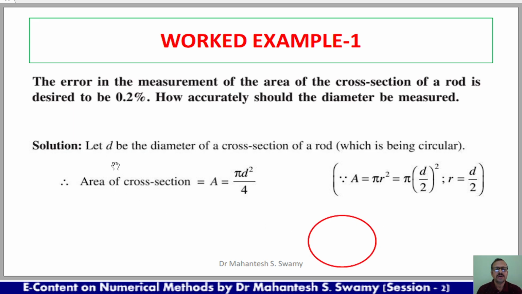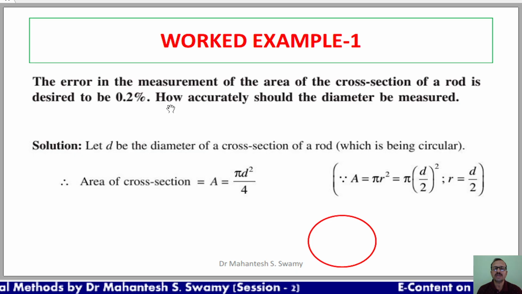Now, the error involved in the measurement of its total area is given to be 0.2%. Whenever a percent is mentioned, you should understand that it is the percentage error. So the percentage error given is 0.2. It is the percentage error in the evaluation of the area of a cross section of a rod. Now you can look at the question. What is the question? What we have to do? We have to evaluate how accurately the diameter should be measured.